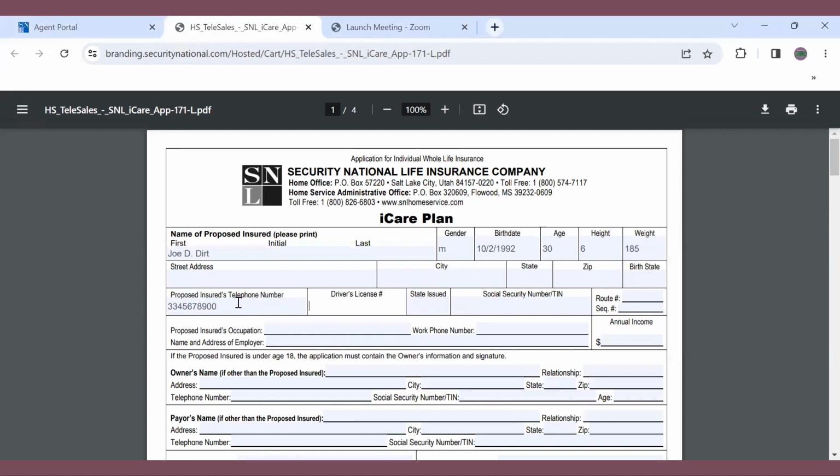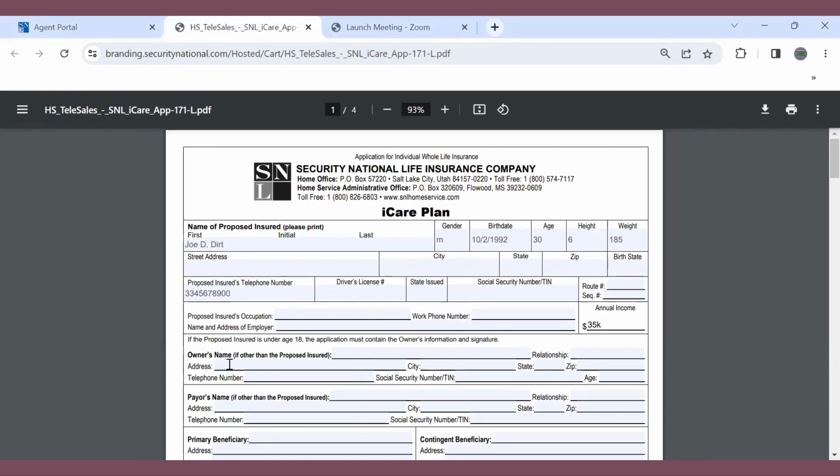Next is for the route sequence, route number and sequence number. This is to keep your debit in route order, making sure that you know where to go and collect from Mr. Dirt. Next, we have his occupation, the work phone number, and the name and address of his employer. We also need, over to the far side, his annual income, which we'll just say for this example is $35,000.